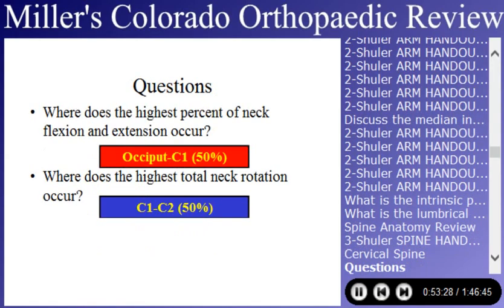Where does the highest percent of neck flexion and extension occur? Flexion and extension: 50% at occiput-C1. Where does the highest total neck rotation occur? 50% at C1-C2. One of the key references, I think, for this material is a book by Hoppenfeld called Orthopedic Neurology. It is excellent.